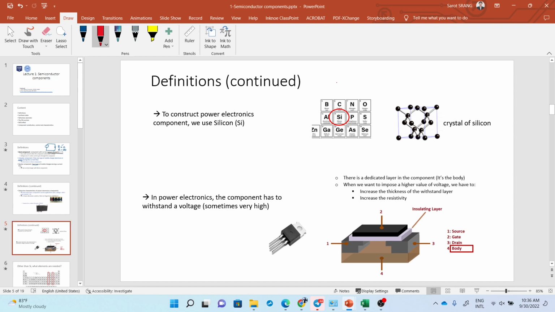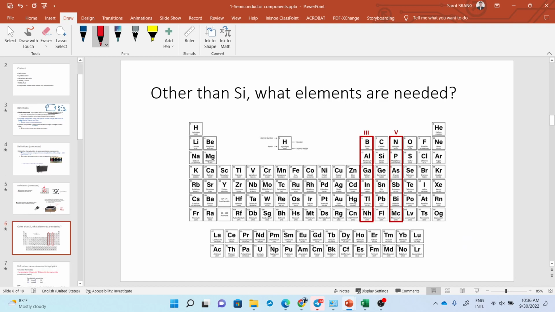The silicon in this group has how many electrons at the most outer layer? How many electrons? Yeah, 4. The most outer layer has 4 electrons. Actually, only silicon we cannot make it to be a semiconductor, right? There is more explanation at the next slide.